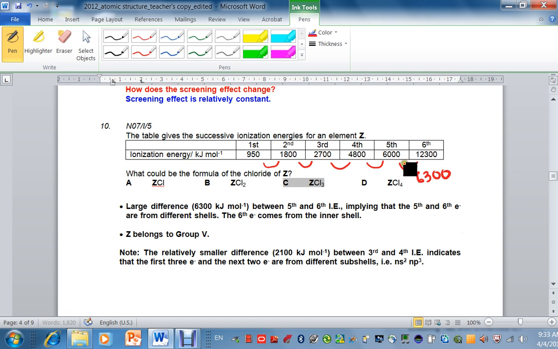So this means that there's a change in quantum shell. That means from the 6th electron onwards is being removed from the inner quantum shell. So this will tell you that the first 5 electrons are in the valence shell. In other words, Z is in group 5. So you know that a group 5 element can therefore form a chloride of this formula ZCl3. It gains 3 more electrons to form the stable octet configuration. So that's all for atomic structure tutorial.